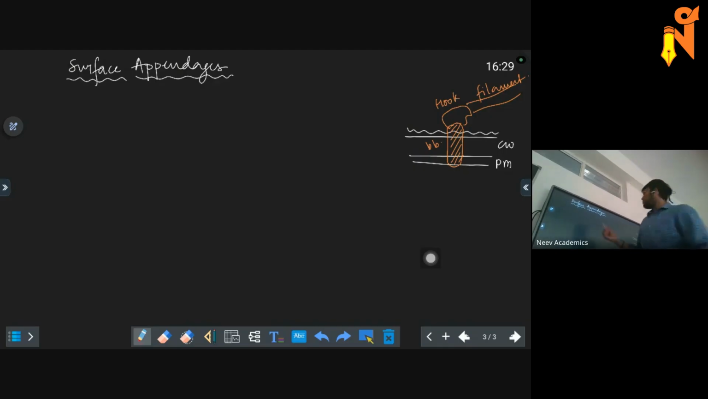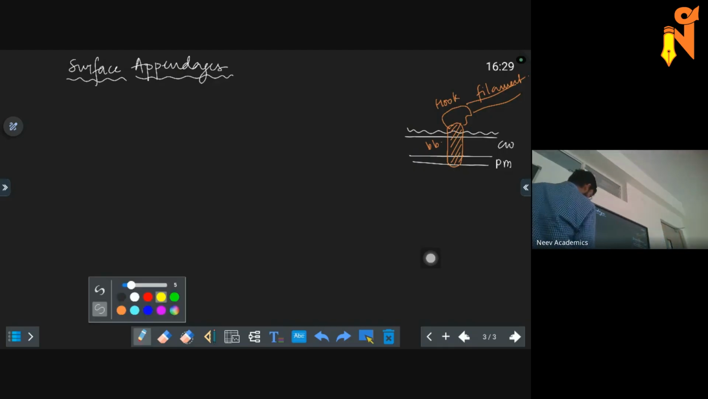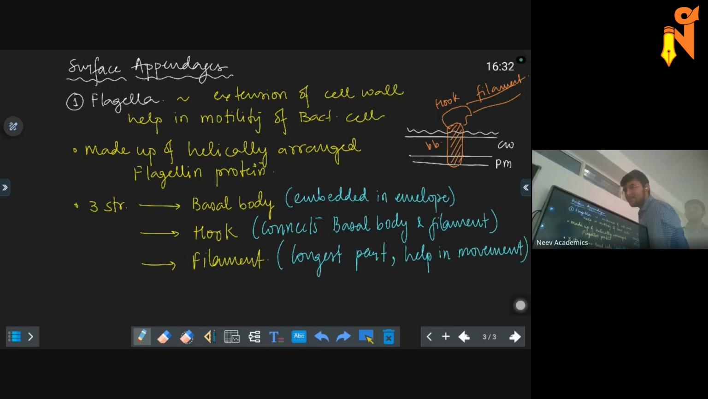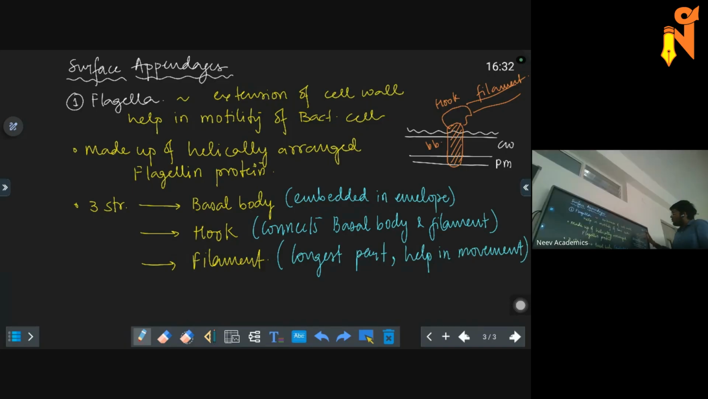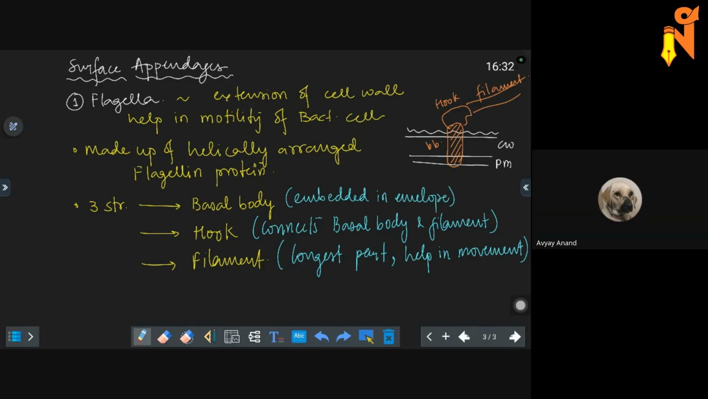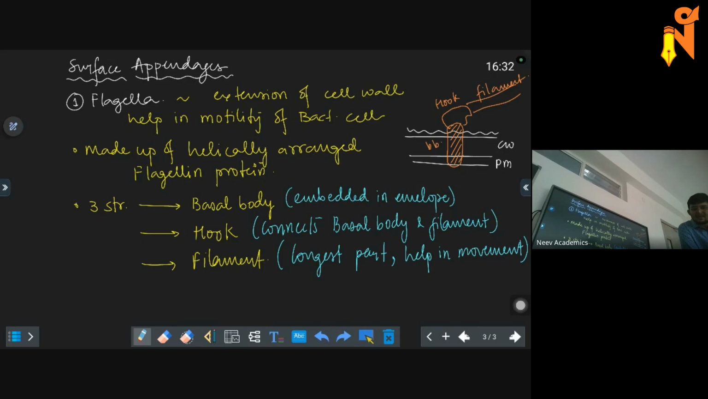Okay. So now you can write surface appendages. The first surface appendage is flagella. Sir, I wanted to know where the flagellin protein is secreted. Beta, the whole structure of basal body, hook and filament is majorly made up of flagellin protein, but the major part of the filament is made up of flagellin protein. Where does the flagellin protein come from? It is synthesized by the prokaryotic cell.